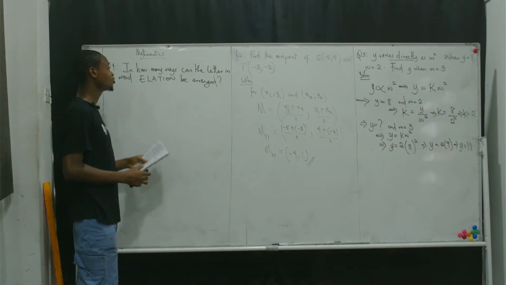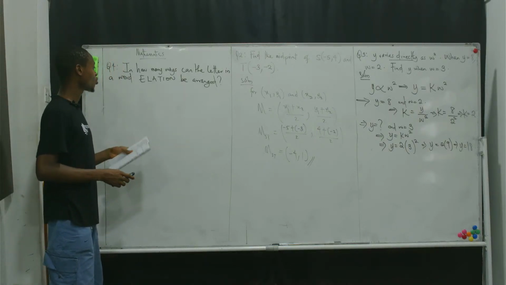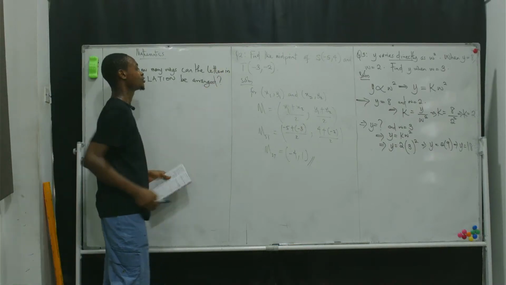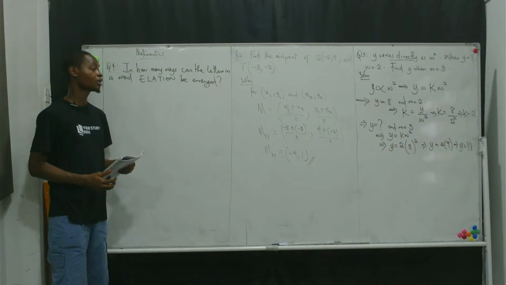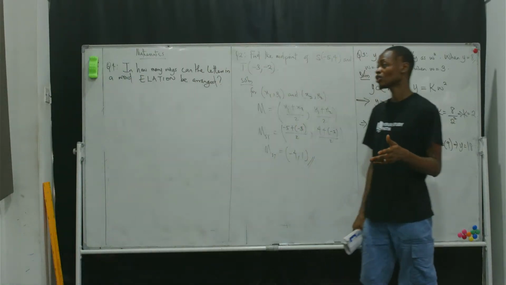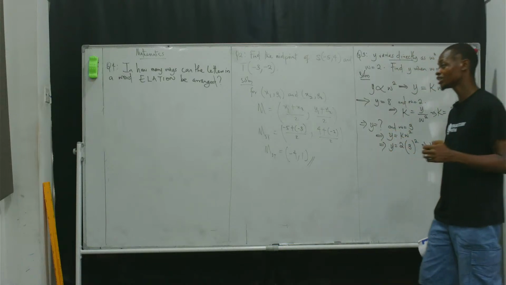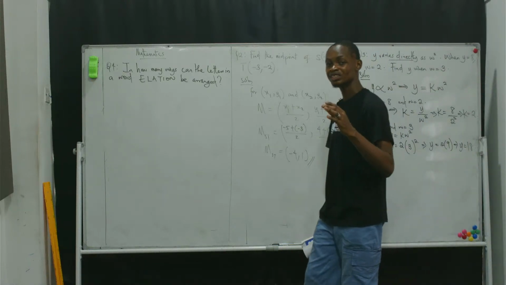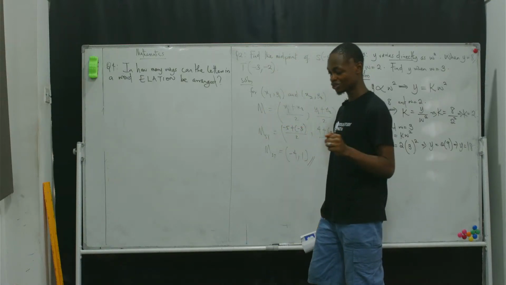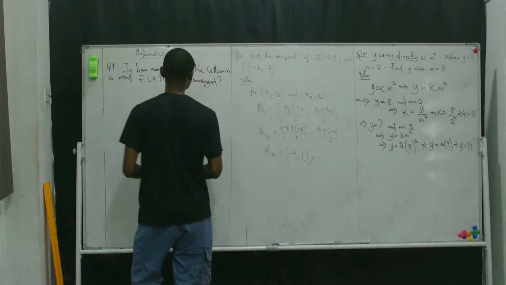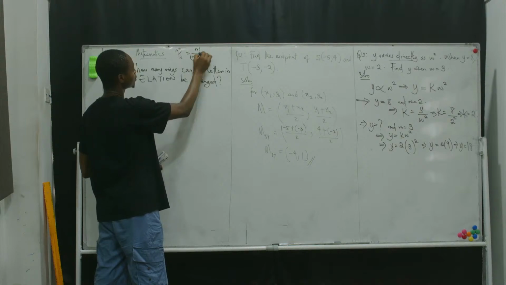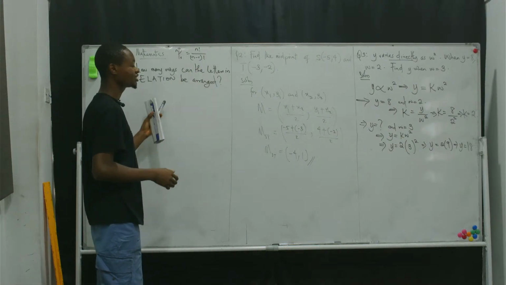So the question is, in how many ways can the letters in the word elation be arranged? In how many ways can the letters in the word elation be arranged? So, of course, this still falls in the permutation and combination part of mathematics. But in this case, you are not necessarily going deeply into permutations in terms of the formula. Don't forget that the formula for permutation says nPr is equal to n factorial divided by n minus r factorial. But in this case, you just need a bit of that formula.